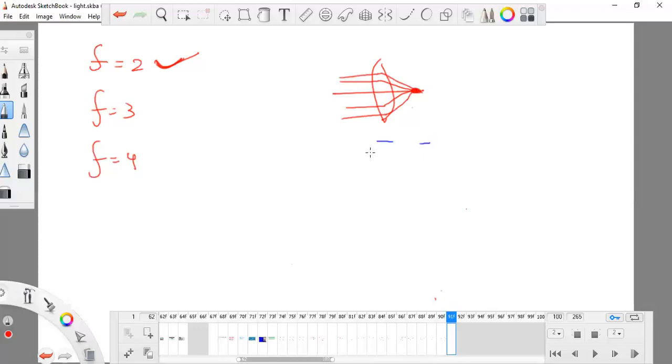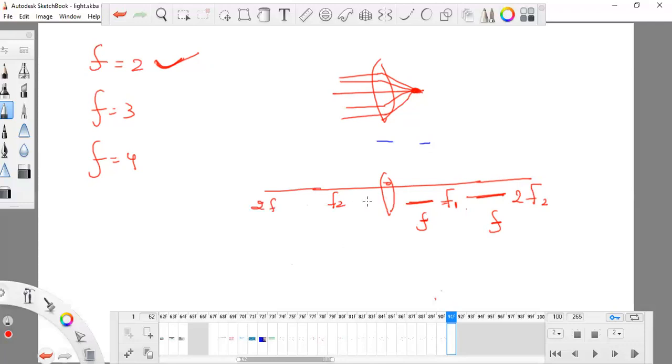What is the focal length? Let me tell you one thing. This is the optical center, this is the principal focus, this is the principal focus. The distance from O to F is known as focal length, and the distance from here is known as focal length again. This is F2 and this is 2F2. So the distance from this optical center to the principal focus is known as focal length.